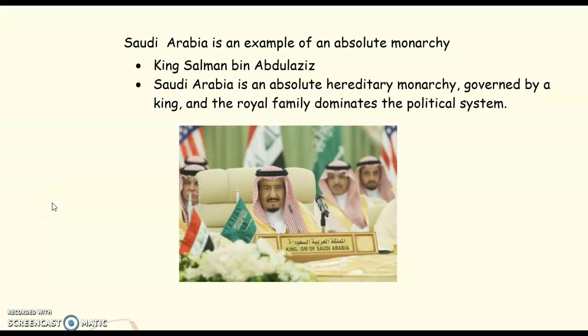Okay, so an example of an absolute monarchy is Saudi Arabia. Its king is Salman bin Abdul Aziz, and Saudi Arabia is an absolute hereditary monarchy which is governed by a king, and the royal family dominates the political system. So they have complete control over Saudi Arabia.